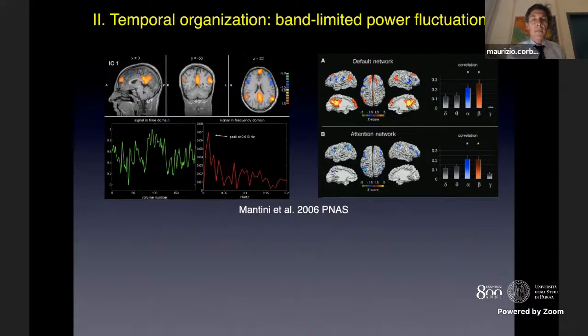So here, different areas of the default mode network seem to show, on the left, a peak in the BOLD signal in the power spectrum analysis.